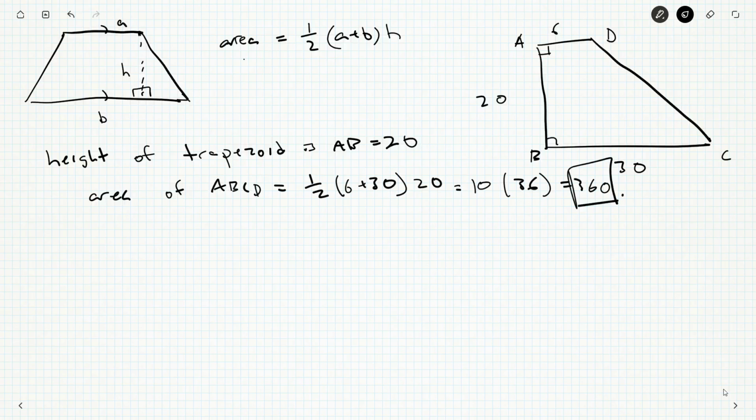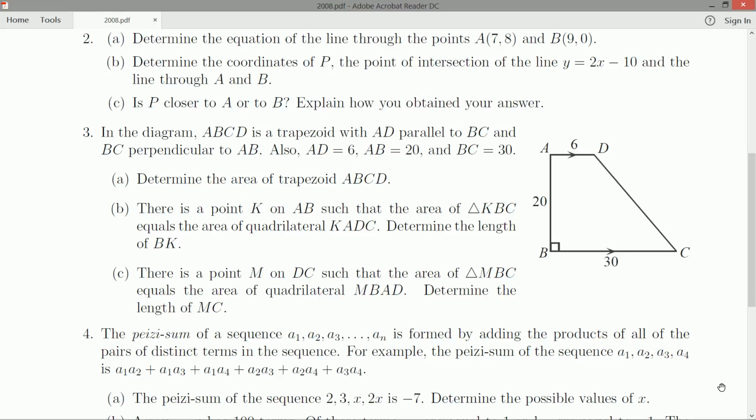And if you wanted to, of course, you could put a therefore statement or some statement to sum it up, but I think a box is fine here. They didn't give us any units like millimeters or inches, so we don't need to include that. And you don't need to say something like units squared. They don't give you units, don't give them units.